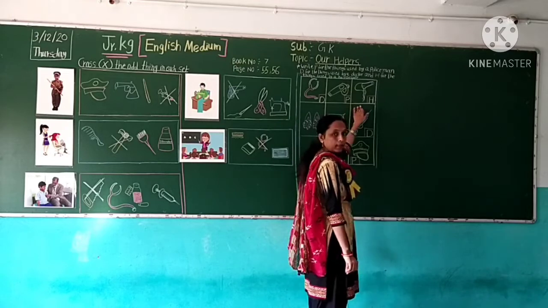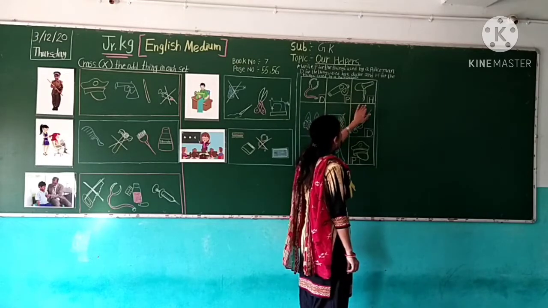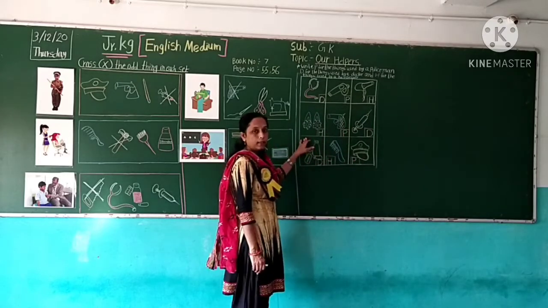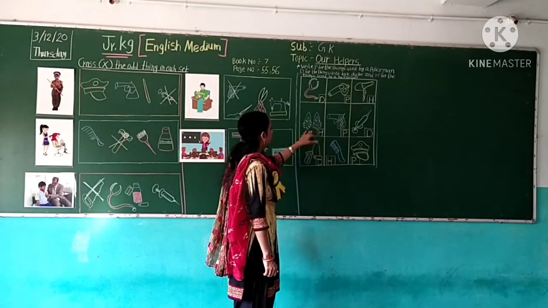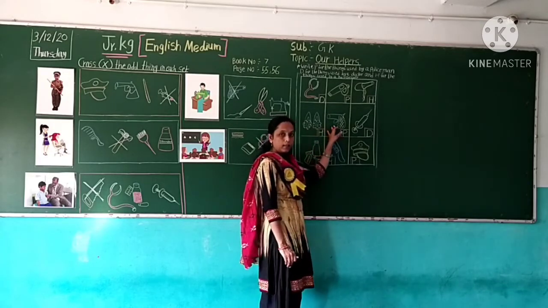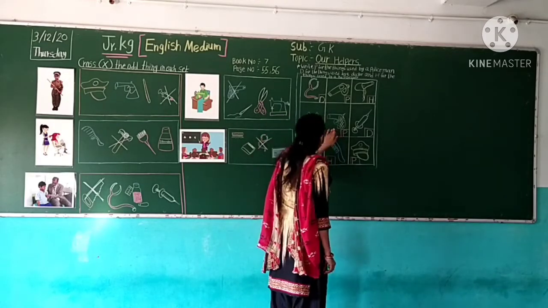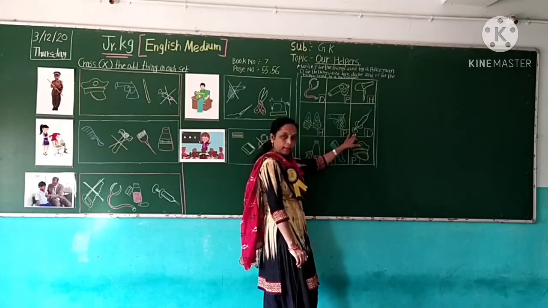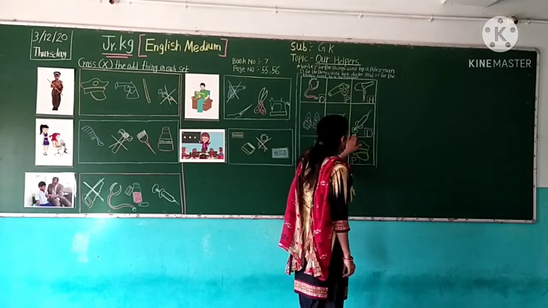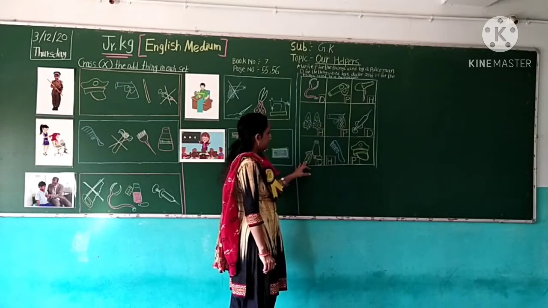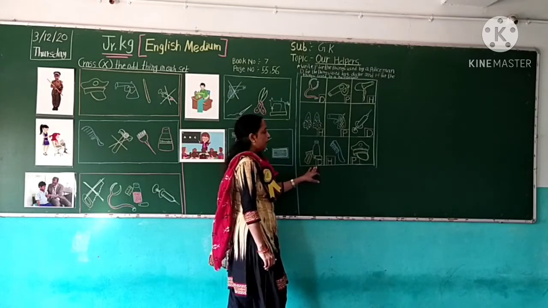Which picture is this? Hair dryer. A hair dryer is used by a hairdresser. Now next, which picture is this? Hair clip. A hair clip is used by a hairdresser. Which picture is this? Gun. A gun is used by a policeman. Which picture is this? Injection. An injection is used by a doctor. And next, which picture is this? Medicines. Medicine is used by a doctor.